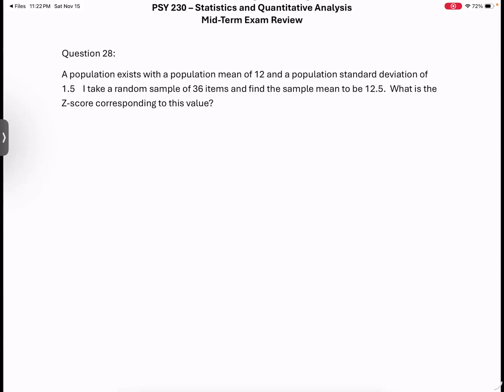And this problem, I think, is the hardest one of the midterm exam review study guide because it's actually a two-parter. It's a little deceiving.